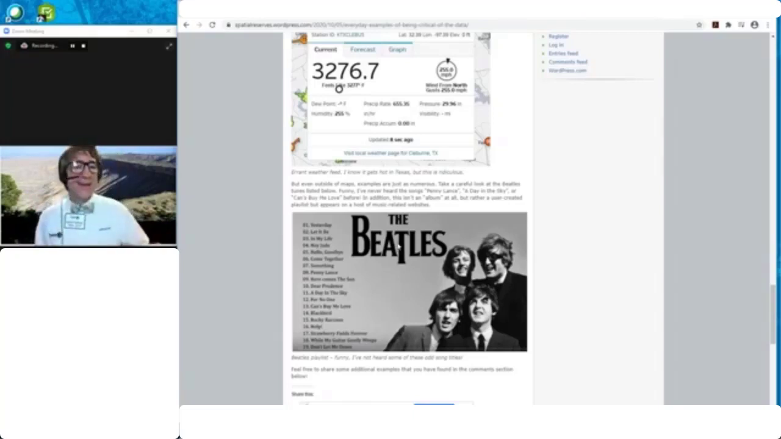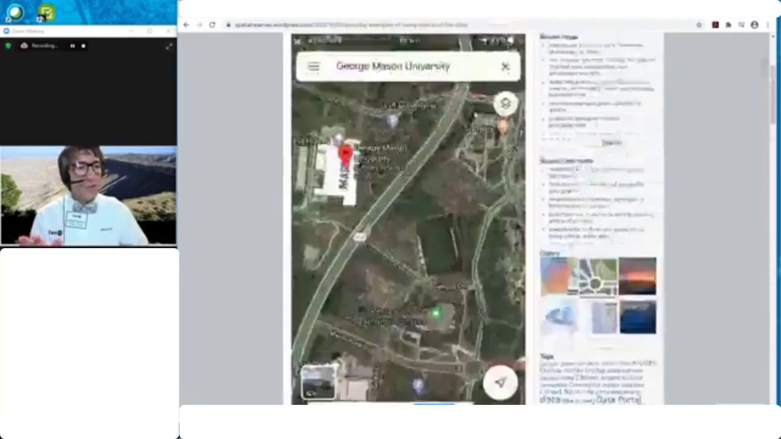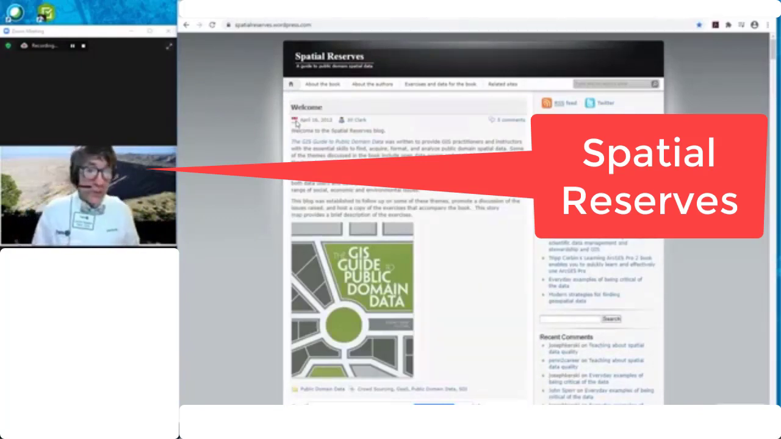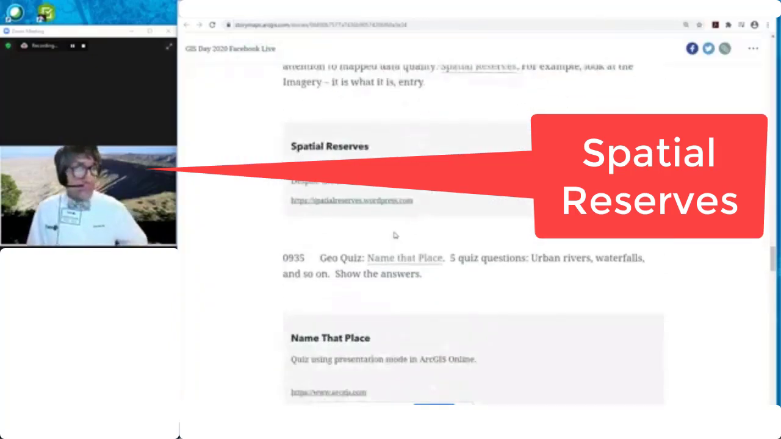Even non-map data is full of errors. It doesn't mean we don't want to use maps and digital, especially digital maps, but just be critical of the sources. And that's the whole point of this Spatial Reserves data blog and book. I invite you to take a look at it. Again, the posts in there, we publish one every week or two, and I hope it's relevant and interesting. I also have one in here about teaching ethics with GIS, one of the topics that's near and dear to me. So Spatial Reserves. All right, we better move on.